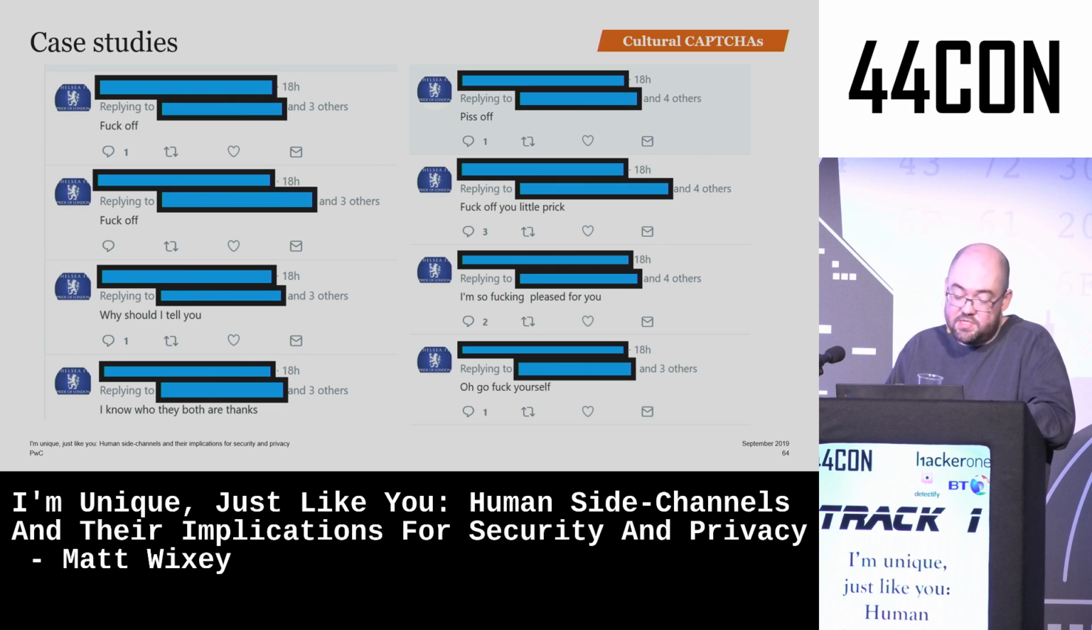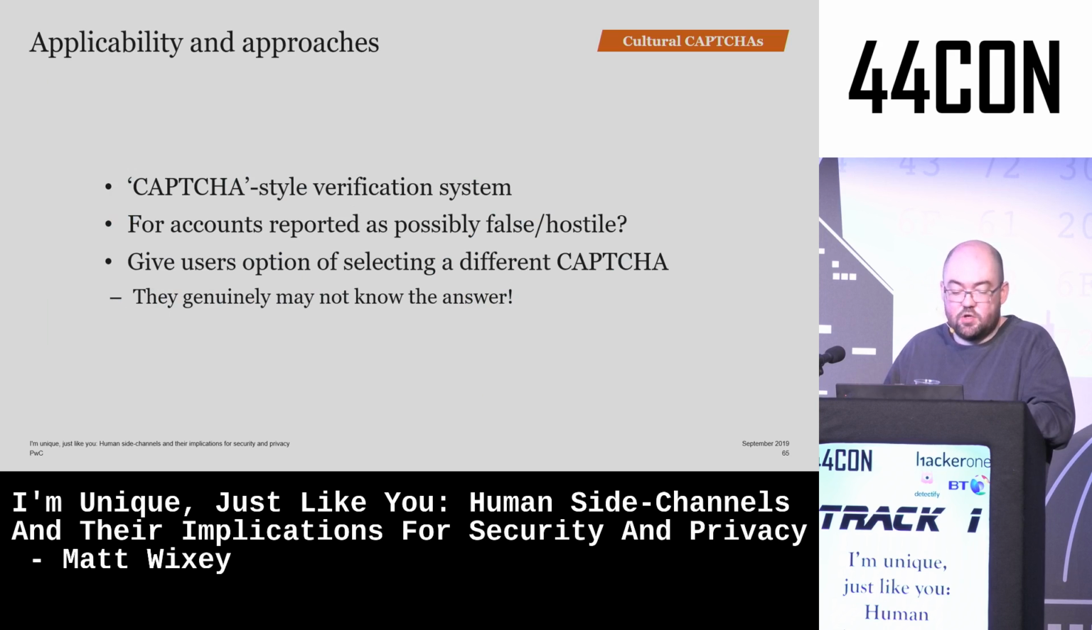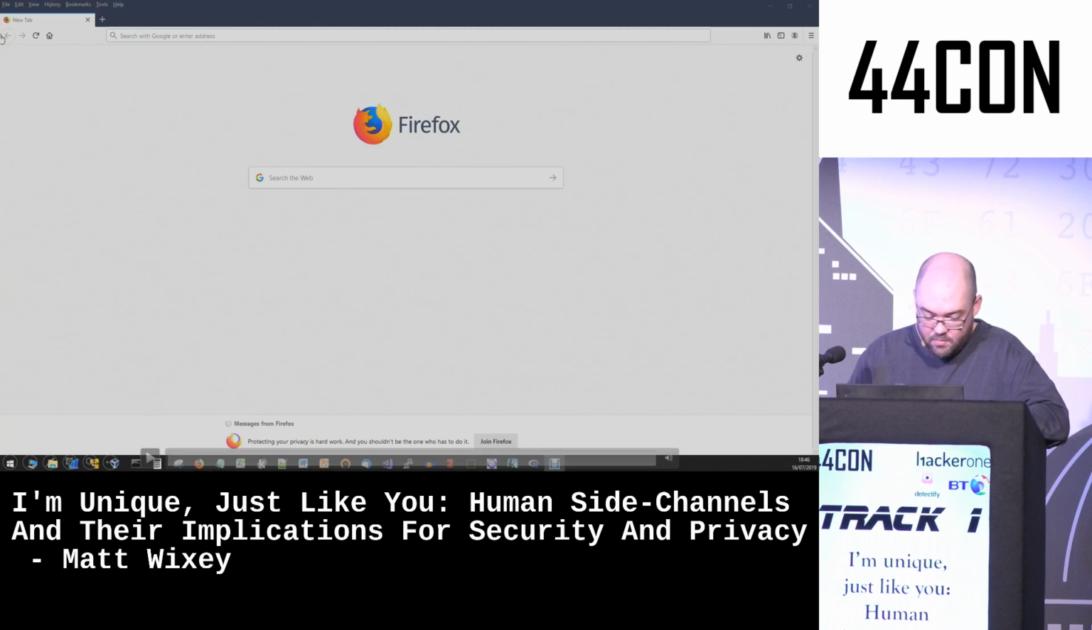So that's an example of how this could potentially be used. Obviously it's used here in quite an informal context, but potentially it could be used for a more formal verification system for accounts that have been reported as potentially suspicious. Like normal captures work now, people could be redirected to a cultural capture question. Obviously there would be caveats, as people genuinely may not know the answer for whatever reason, if it's a popular culture question and they don't watch much TV or something like that. But an example of how it might work would be something like this.